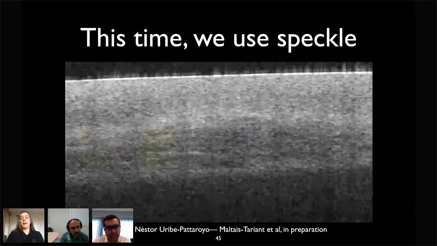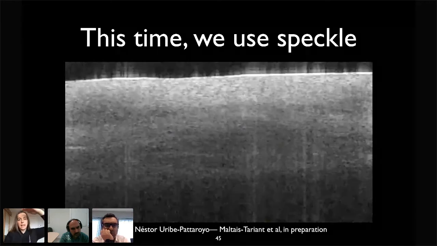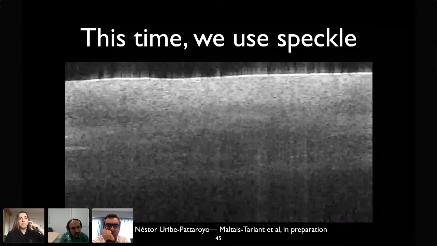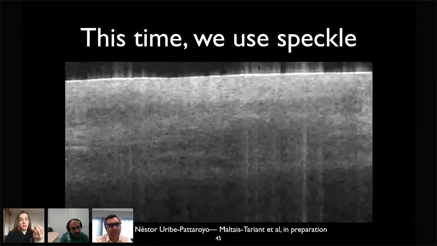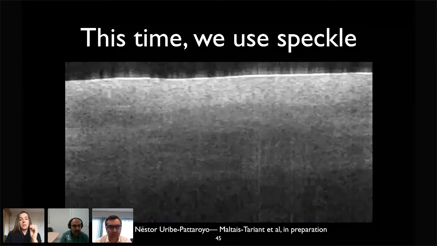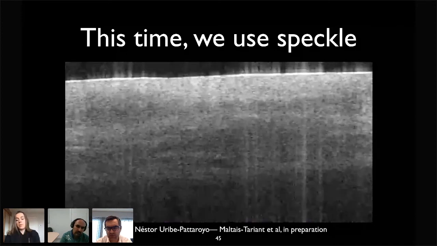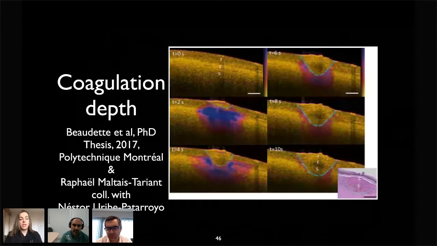And this time we use speckle. It turns out that the speckle is an indicator of the heat wave. So at first, the laser heats the tissue, it creates a Brownian motion that will make the speckle move in your image. But eventually as the tissue coagulates, the scatterers become fixed, they're stuck in time, and so the speckle doesn't move anymore. And so if you look at this video, what you see is actually the speckle, so the heat wave propagating down, speckle moving, and eventually it stops moving, and this is the depth at which you've reached coagulation.